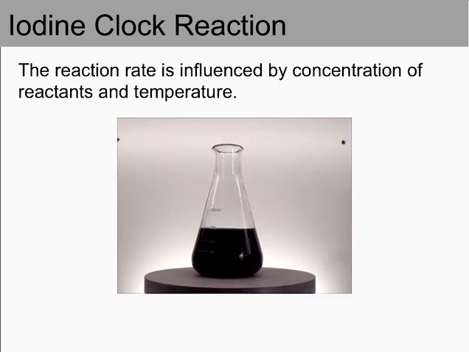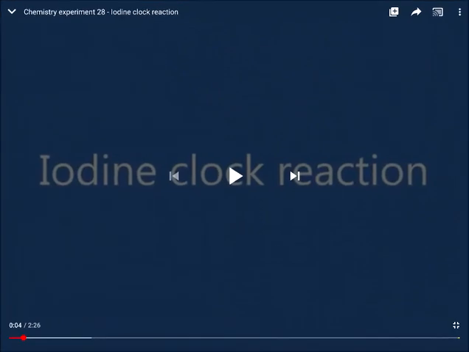All right. So one really cool reaction that demonstrates reaction rate is called the iodine clock reaction. The reaction rate here and in other reactions is influenced by the concentration of the reactants and also the temperature. So you can influence rates just based on how much reactant you start with and also the temperature. So let me actually go to YouTube here and we'll watch this. See if it works.